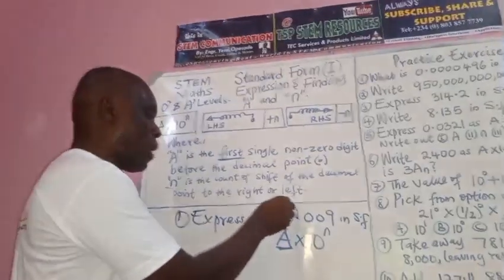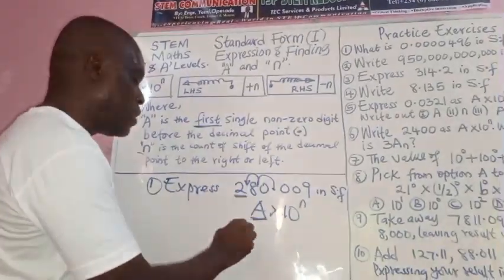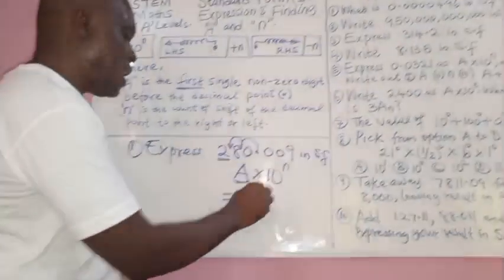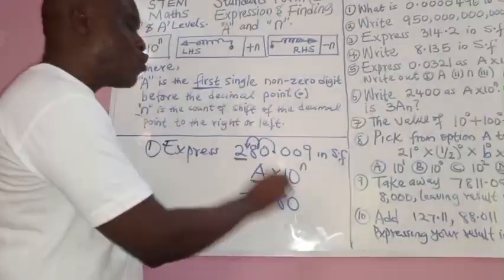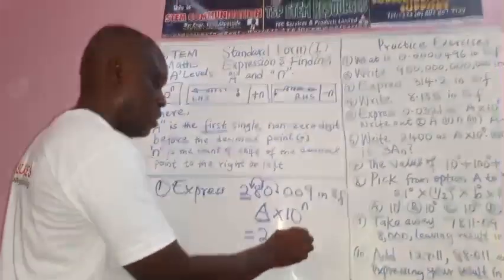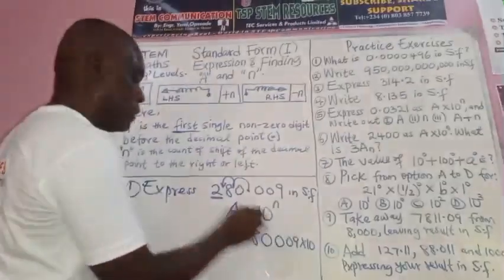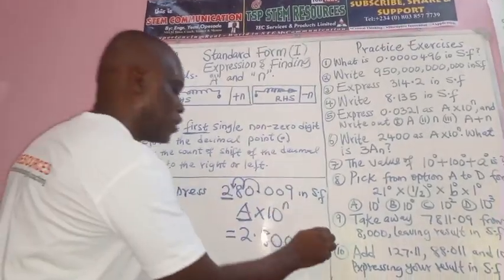So it means that we need to shift it like this. Look at this, 1, 2 to the left. That means it will be 2.80. Now you will not ignore all this one because there is a digit here. 0.009 times 10 raised to the power 1, 2, that is 2.